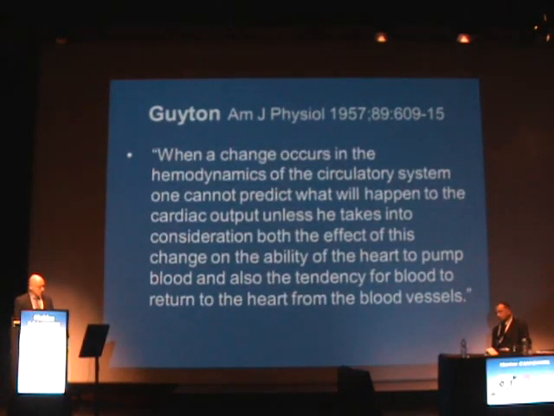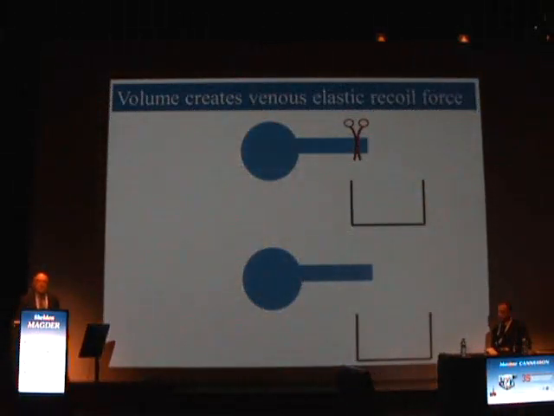When a change occurs in the hemodynamics of the circulatory system, one cannot predict what will happen to the cardiac output unless he, at that time it was only he, takes into consideration both the effects of this change on the ability of the heart to pump blood and also the tendency of blood to return to the heart from vessels. So let me elaborate that concept a little further.